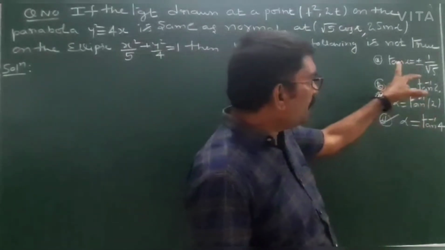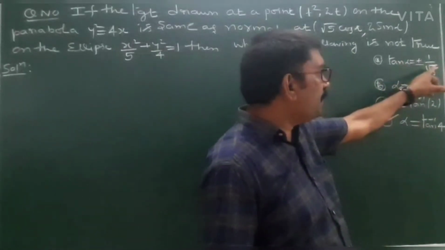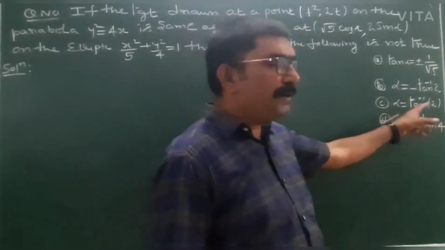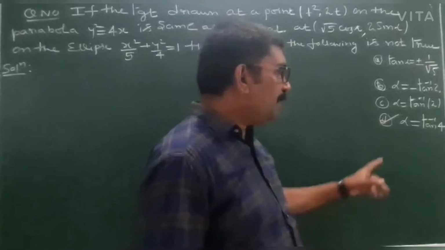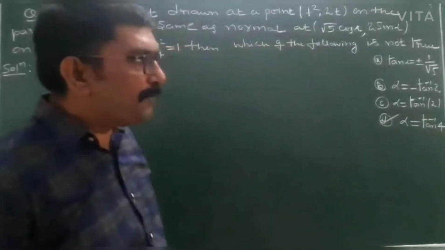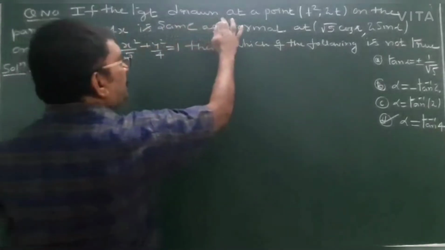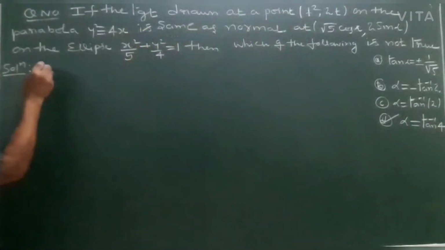So therefore, tan alpha is equal to plus or minus 1 by root 5. Alpha is equal to minus tan inverse of 2. Alpha is equal to tan inverse of 2. Alpha is equal to tan inverse of 4, right? Okay. Now, first we find out the equation of the tangent at this point.